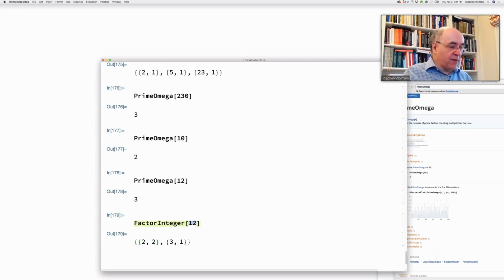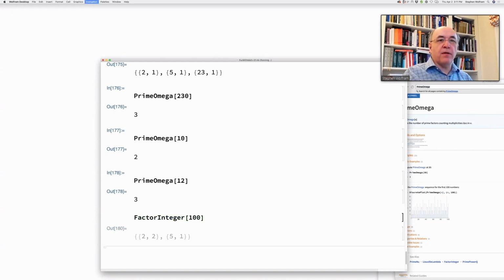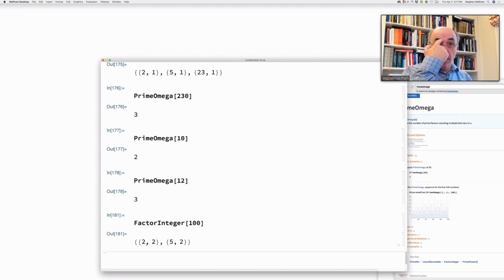So let's try it for a different number. Let's try it for 100, for example. 100 is 2 times 2 times 5 times 5. So there are 4 numbers we have to multiply together to get to 100. So let's ask what's prime omega of 100. The answer is 4. Okay, makes sense?